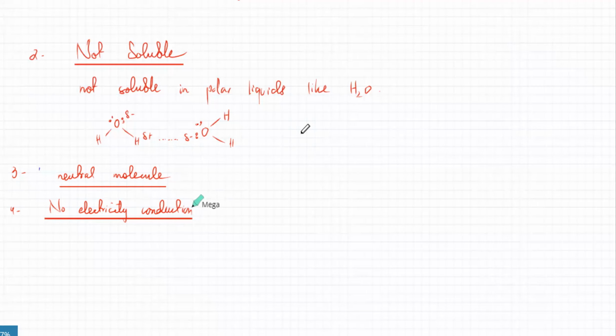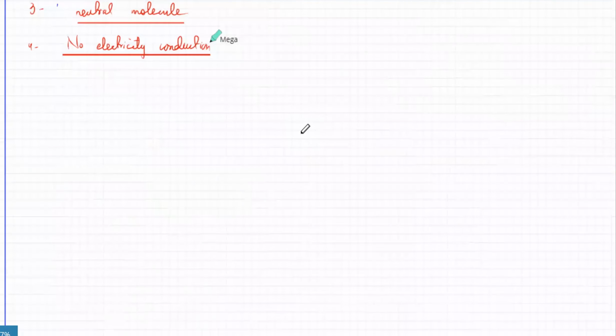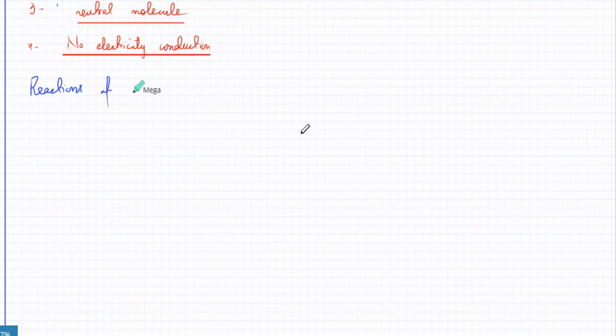Now moving to the reactions of alkanes. What's going to happen when alkanes react? Alkanes have very few reactions. The first thing is that alkanes are kind of unreactive. So reactions of alkanes: not very reactive. So they are unreactive. Why?